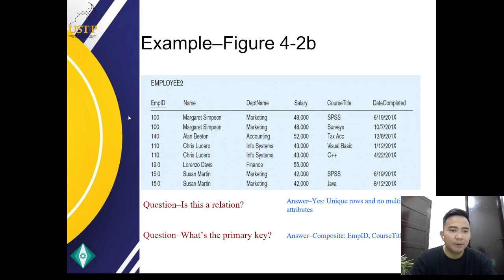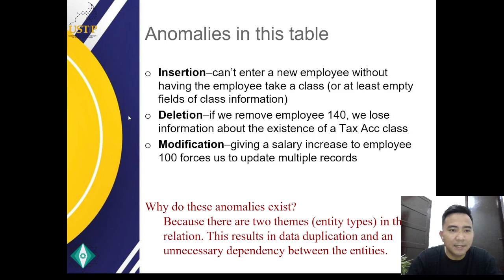So this is an example. Is this a relation? Yes, because it has unique rows with no multi-valued attributes. So what's the primary key? The answer is employee ID and the course title. So, anomalies in this table.